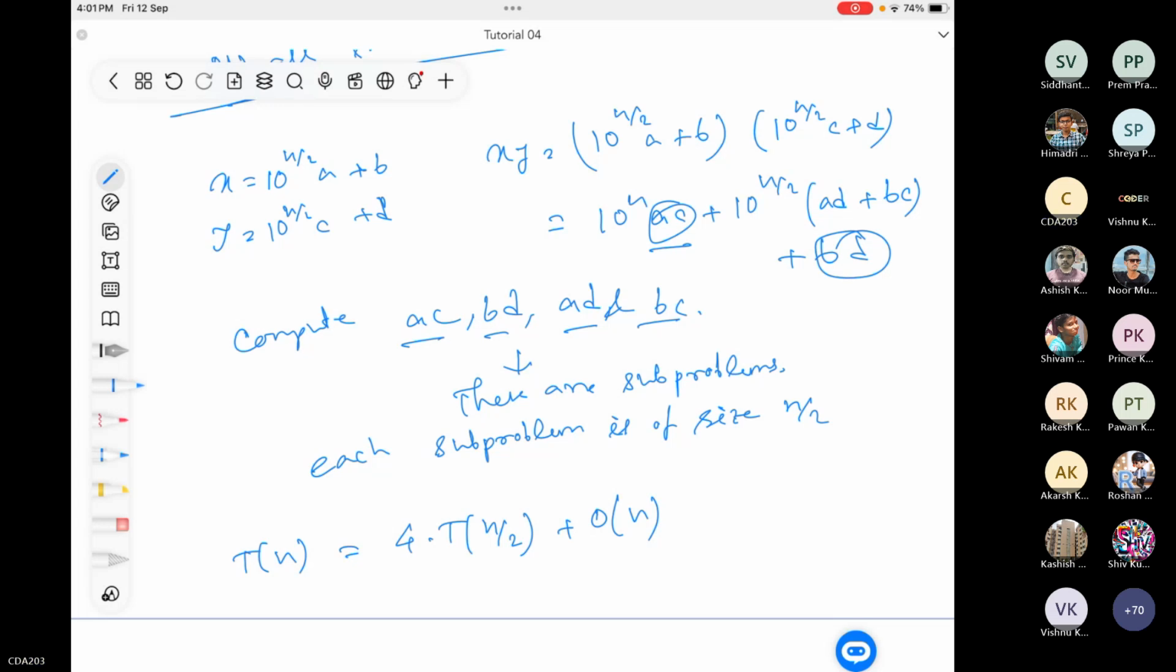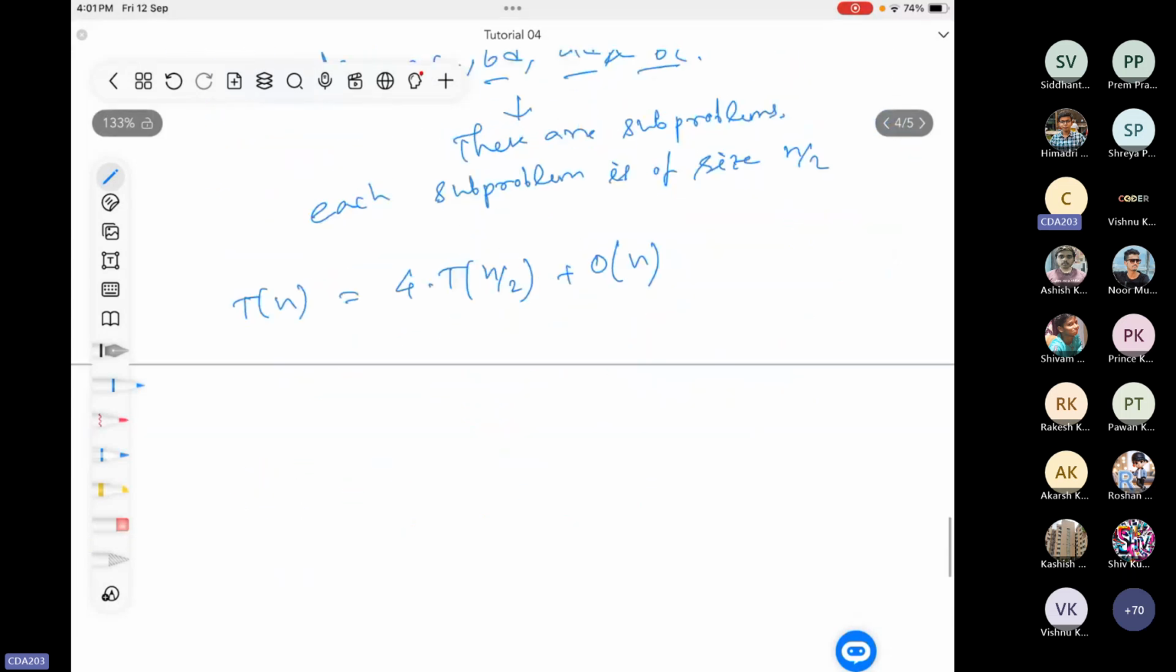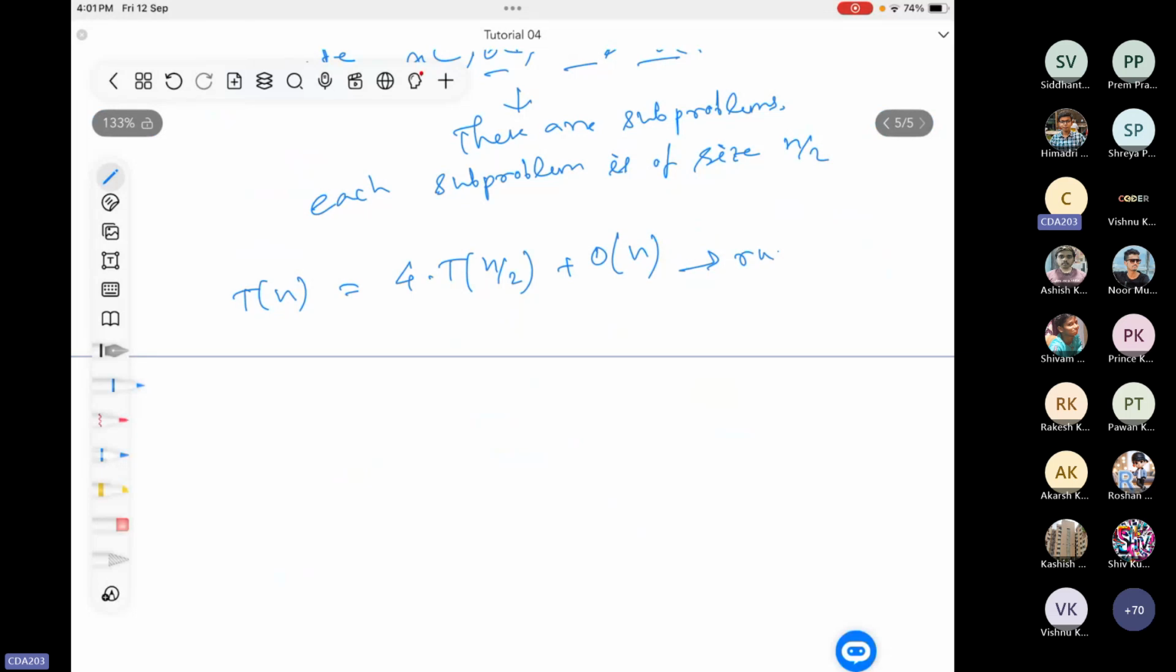Log 4 base 2 is 2, so n square, that's so it's order n square time, yes. Since you know the master method, this running time is order n square, okay, which is not an improvement over whatever we have done.